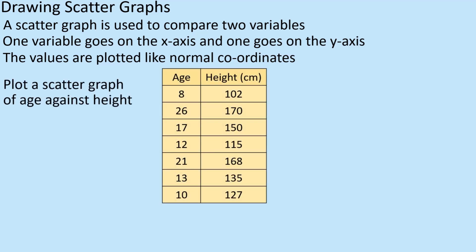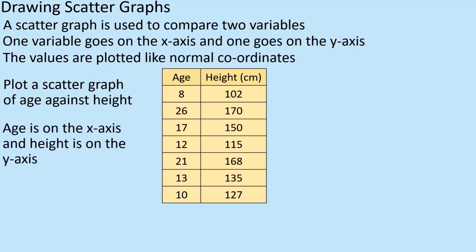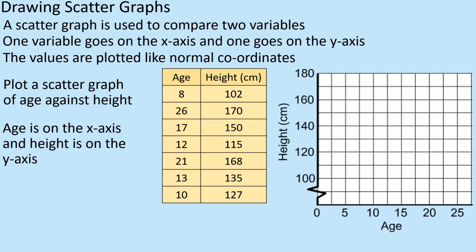If we're asked to plot a scatter graph of age against height, here's an example of a bunch of information, and we are literally going to plot these coordinates. Age is going to go probably on the bottom, and then height is going to be on the y-axis. It could be one or the other, but it tends to be time on the bottom, so age tends to stick with that really well. So here we go.